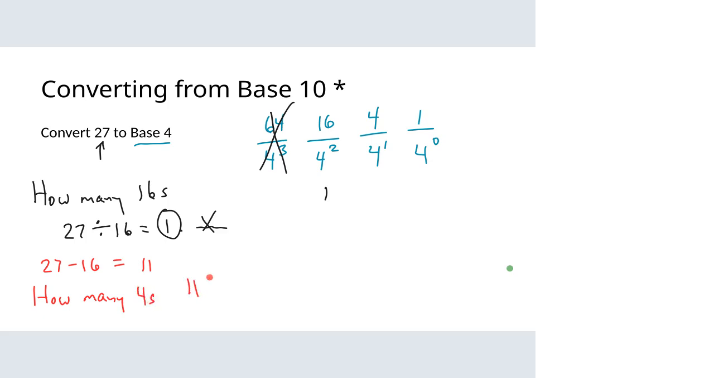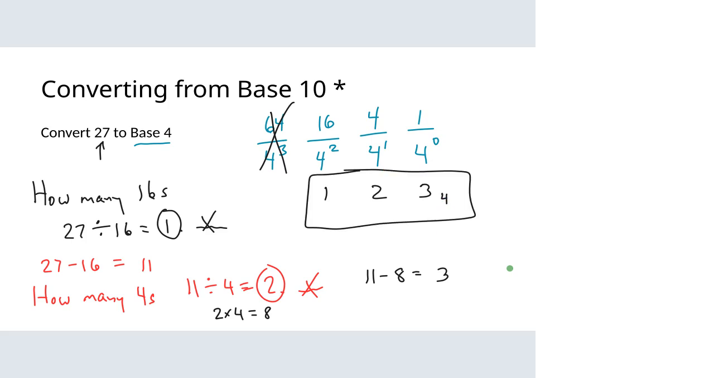And so I can do 11 divided by 4. And when I do that, I get 2 point something. The something doesn't matter, but the 2 does. So I know I'm going to have a 2 in the 4's column. And that's going to take care of, let's see, 2 times 4 is 8. So I had 11 to deal with. I've gotten rid of 8 of them. So I have 3 remaining, and those 3 are just going to go in the 1's place. So 27 converted to a base 4 number is 1, 2, 3, base 4.